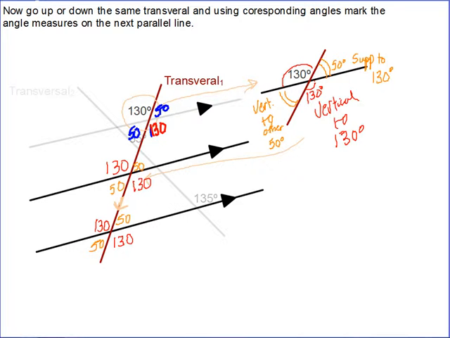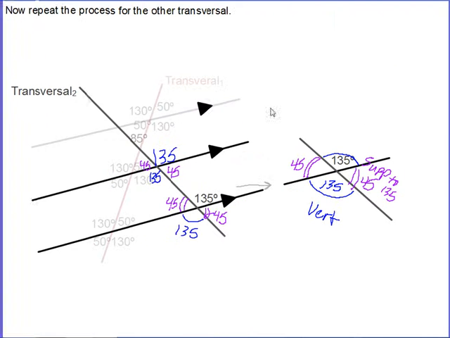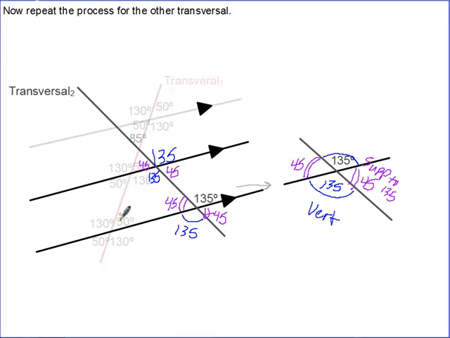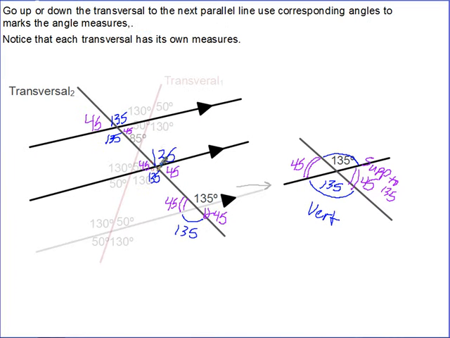Then I'm going to cover up, or fade, or ignore, whatever you want to say, that transversal that I already found all the numbers on. And I'm going to use the numbers I was given. I'm given that this one down here at the bottom is 135. This is what it looks like if I'm just finding my verticals and my supplementaries. So I put them on here, and then I transfer them using corresponding angles to the next parallel line. Then I'm going to carry them up to the next parallel line, so from this one to this one. After you start seeing the pattern, you'll learn to do this.